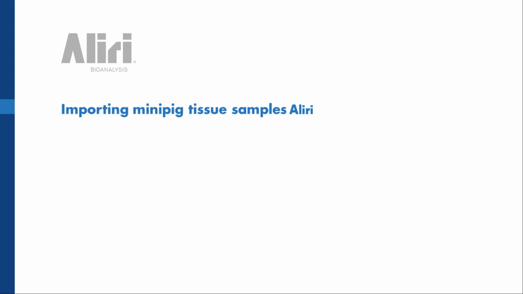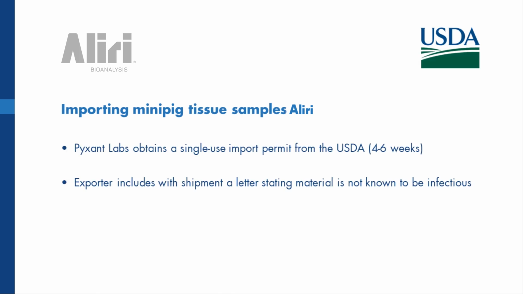So let's say we need to import mini pig tissue samples to Pixent Labs. So with mini pig, we have to obtain a single-use import permit from the USDA, which can take 4 to 6 weeks. And the importer includes with the shipment a letter stating material is not known to be infectious. Again, mini pigs, even though they may not be bred for agricultural purposes, they are still classified as livestock because they are considered swine. And so the USDA does require permits for them.